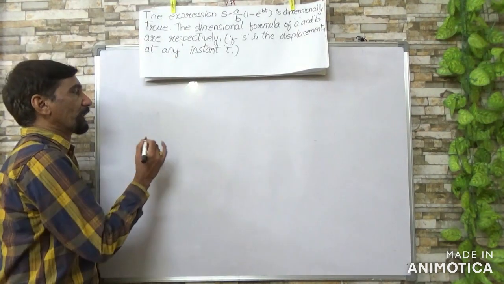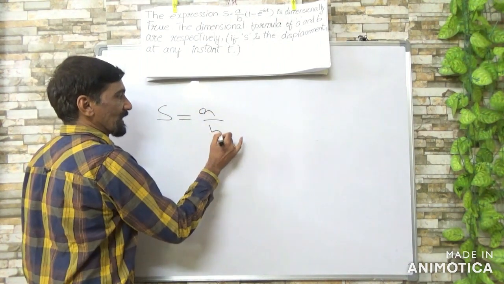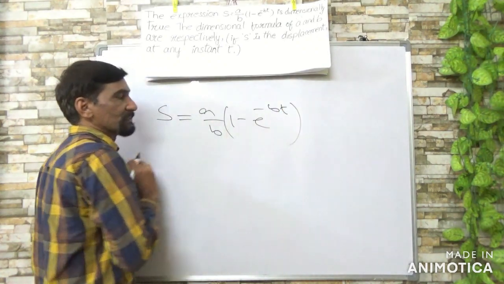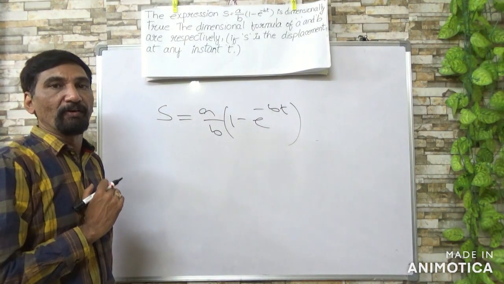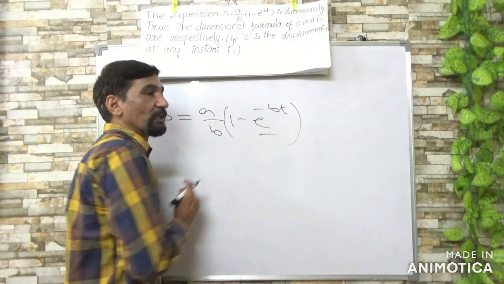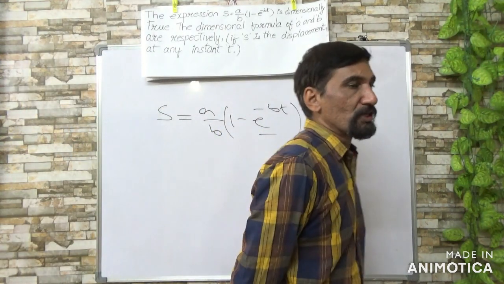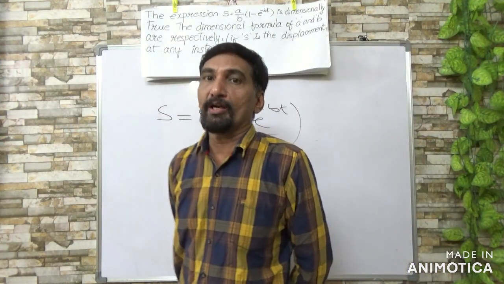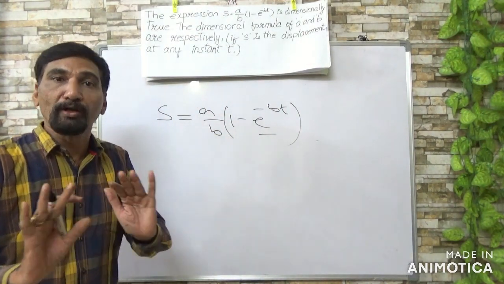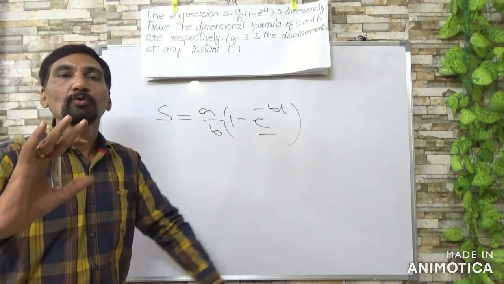Now about the given problem. In this problem, the displacement of a body is given as A by B of 1 minus e power minus bt. You want to find the dimensional formulas for A and B. Notice there is one exponential function. Remember, dimensionally, exponential, trigonometric or logarithmic functions have no importance, which means we can directly equate them to 1.